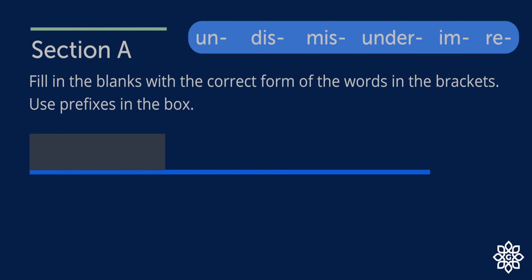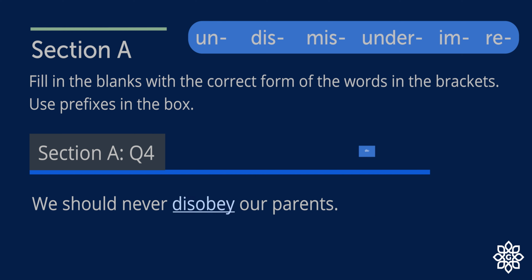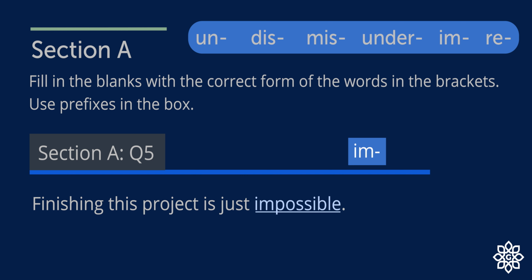Question number 4. We should never, in brackets, obey our parents. We should never disobey our parents. Question number 5. Finishing this project is just, in brackets, possible. Finishing this project is just impossible.